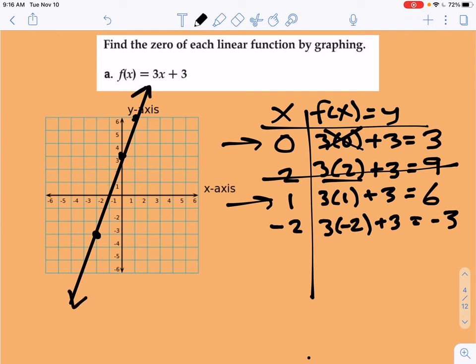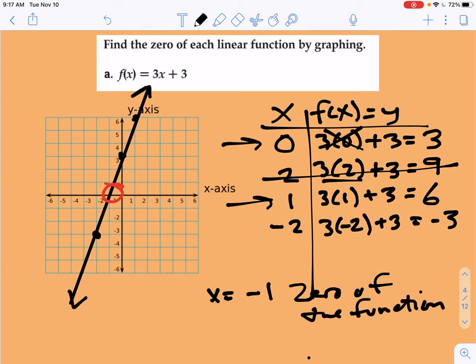If I look at this, all I do is just identify where this goes through the x-axis. First of all, does it go through the x-axis? And then once I identify that it has gone through the x-axis, where is it going through the x-axis? And it's going through the x-axis right at about negative 1. Okay? So the zero of my function is x equals negative 1 for this one. And that's the solution to it, right? Or the root of the function, the zero of the function.